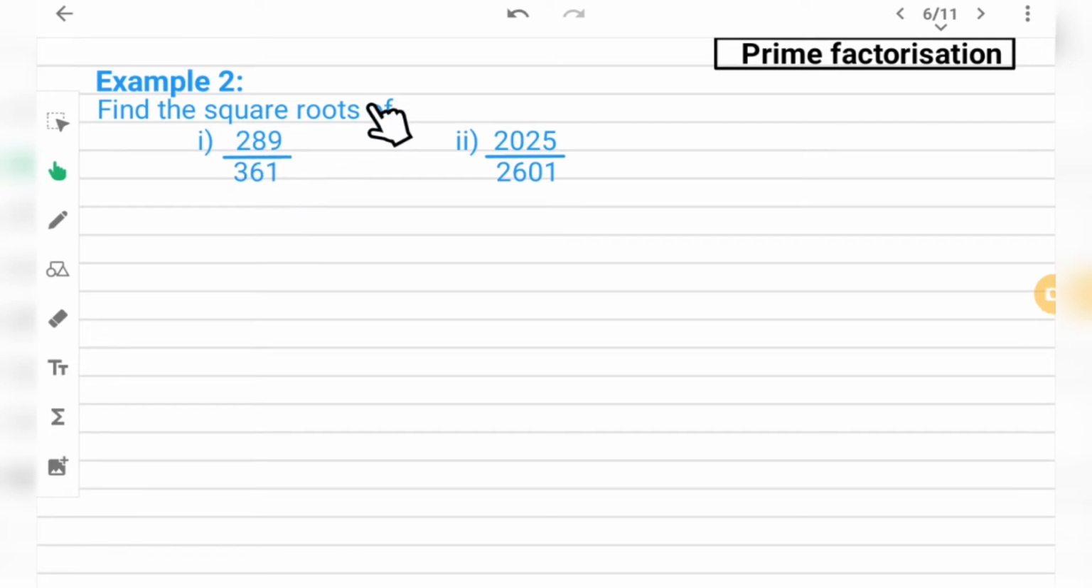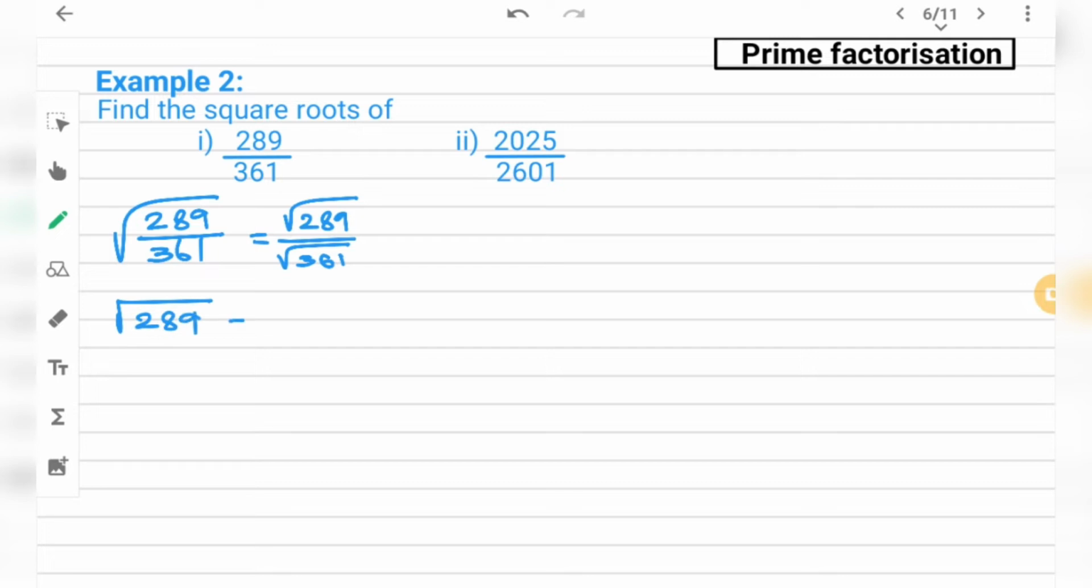To find the square root of a rational number, what is the method? Prime factorization method. The root of 289 by 361. Now, the root is for both the numerator as well as the denominator. You just split the root. So, root of 289 by root of 361. Okay? Yes.